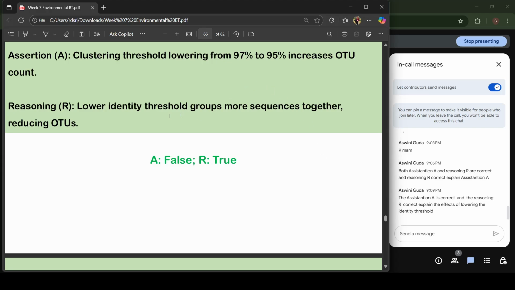So this is the right statement. The reason is right. In this assertion statement, lowering the threshold from 97 to 95 will decrease the OTU count. So that is the correct answer for this question. The assertion is false and the reason is true.